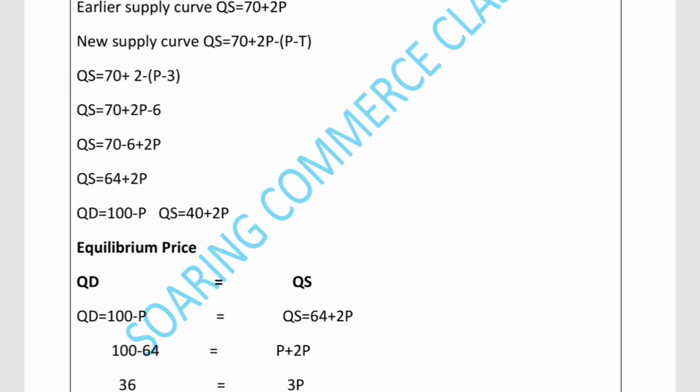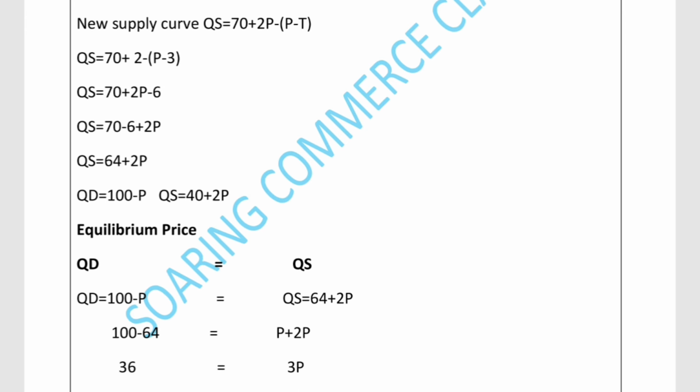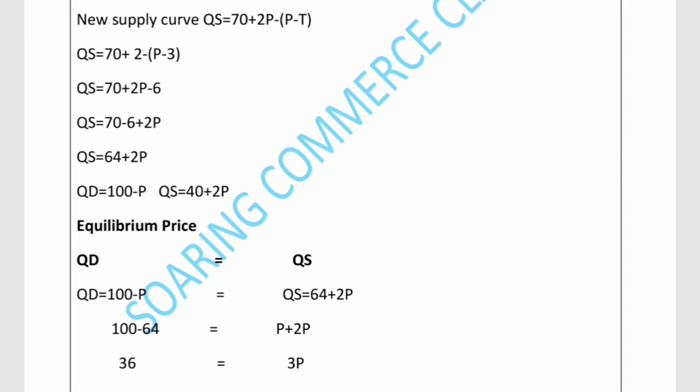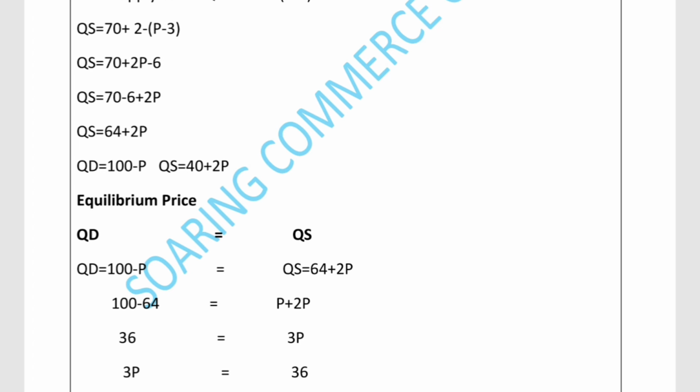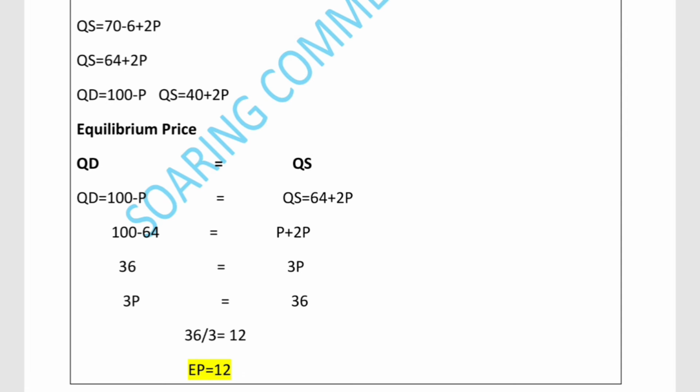Now we bring minus 6 to the left and take plus 2P to the right. QS is equal to 70 minus 6 plus 2P. Now 70 minus 6 is 64, so QS is 64 plus 2P. The new supply we got after the increase of tax is 64 plus 2P. Similarly, again we are going to find the equilibrium price.